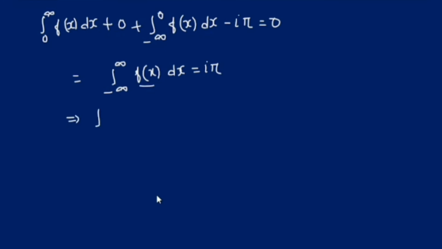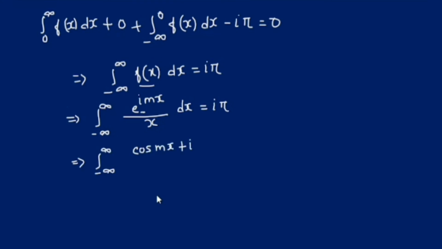We will get the integral from minus infinity to plus infinity of e to the power iota mx divided by x dx is equal to iota pi. Okay, so put the value of this e to the power iota mx. So we can write the integral from minus infinity to plus infinity of cos mx plus iota sin mx divided by x dx is equal to iota pi.